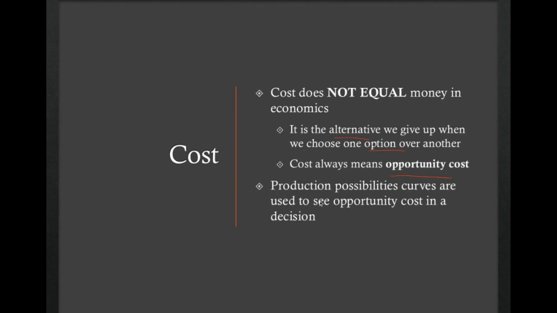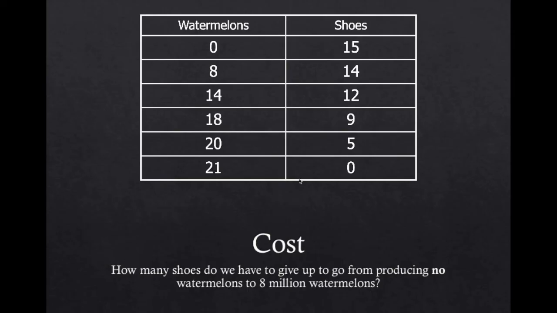So production possibility curves are just helping people see what the opportunity cost of every decision is. For instance, here's if we do watermelon and shoes. If you're going to increase the amount of watermelons you produce, then your resources for shoes are decreasing. So we have increase, decrease.